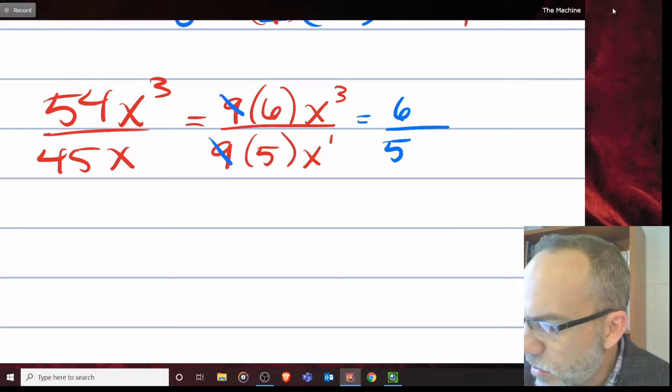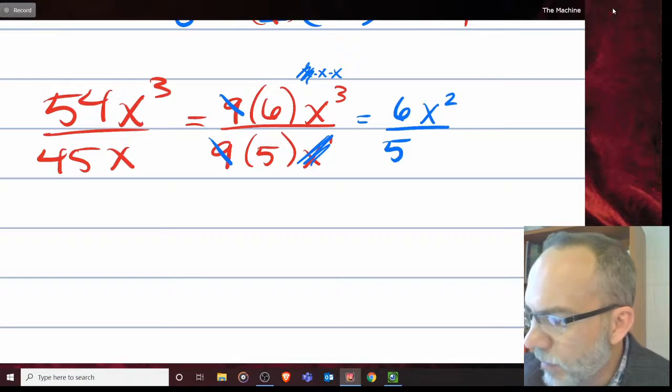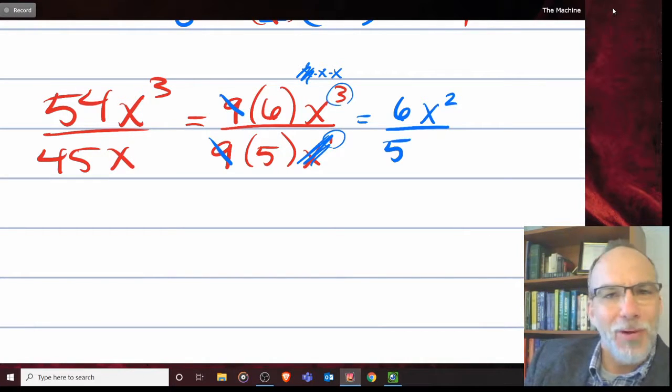What does cube mean? Cube means repeatedly multiplied. So that really means I've got 1, 2, 3 x's on top. And so just like the 9s, one of these will cancel with one of these, leaving me 2 remaining. So x squared on the top. If you want to think about it, it's just the 3 minus the 1. Because remember, a variable is a number.